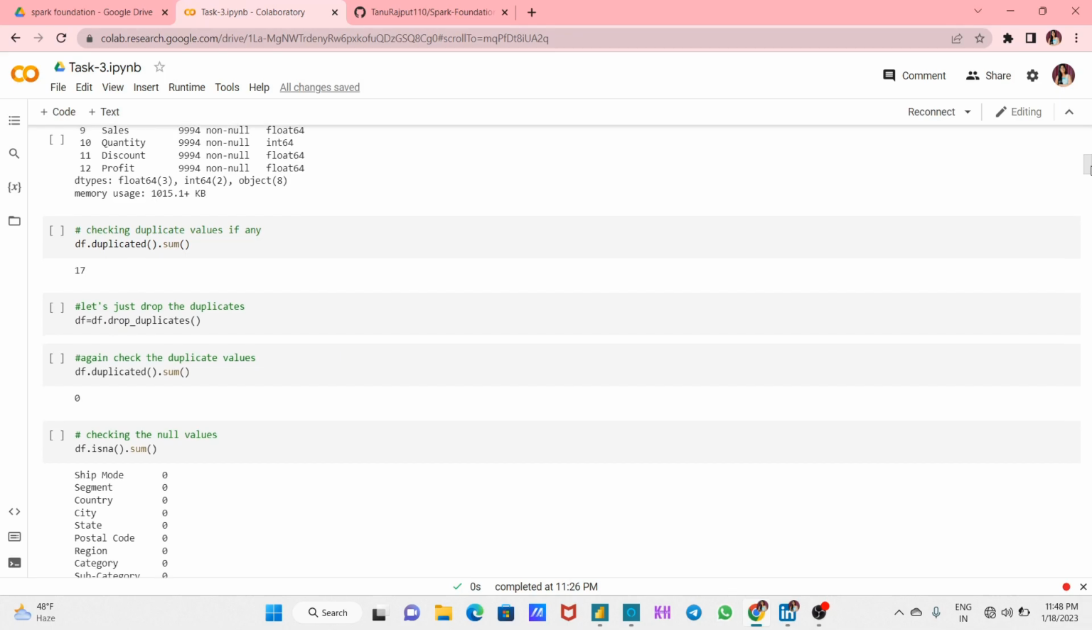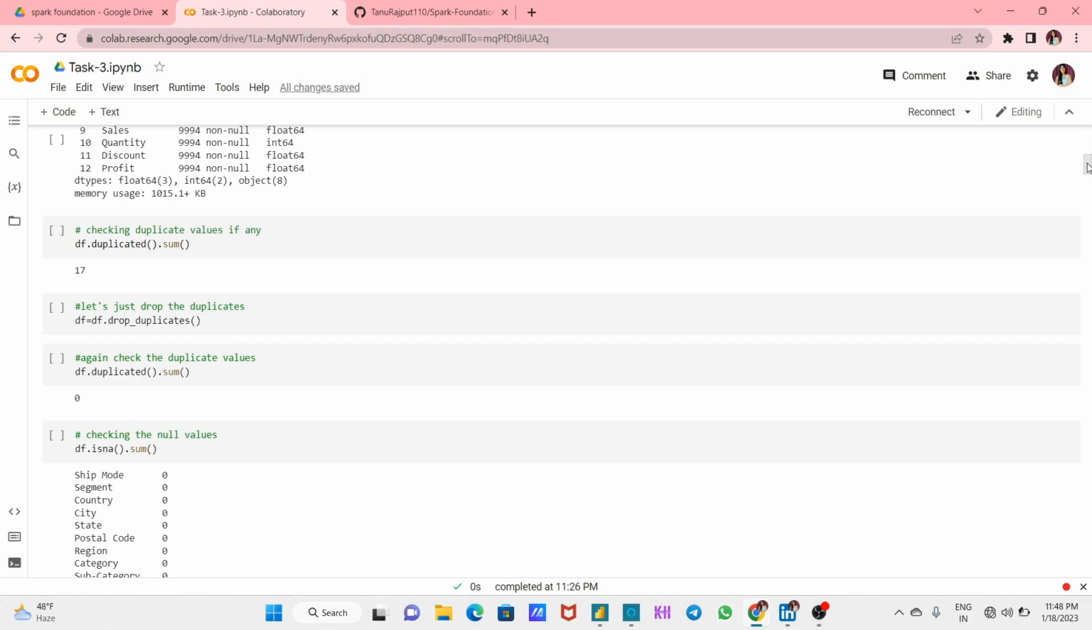After looking into the information, I check whether there are any duplicates present in our data. By using duplicated and sum functions, I found out that I have a total of 17 duplicates in the data. So I just need to drop them by using drop_duplicates. After dropping duplicates, again I check duplicate values, and here I found that there are no duplicates present now.